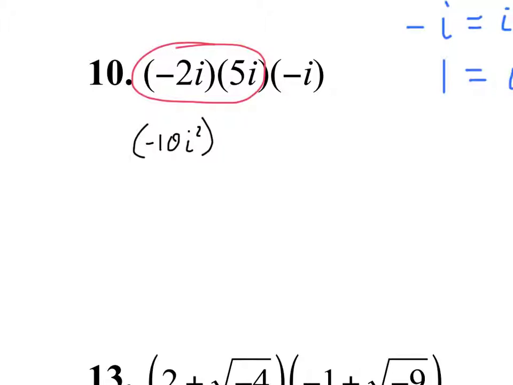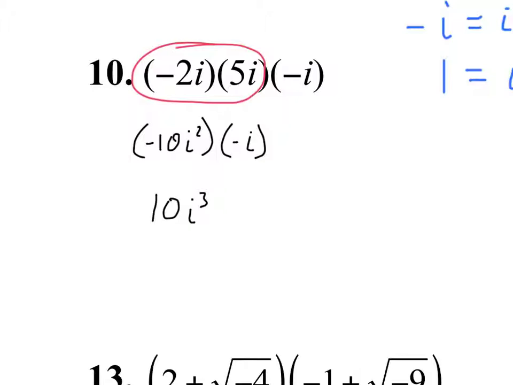Negative 10i squared. Let's hold off on the reducing it for right now, okay? All right, times negative i. So we have negative 10i squared times negative i. Now I want to multiply those together. Well, a negative times a negative is positive. And so we now have 10, what? i to the what? i cubed. i to the third power. i squared times i is i cubed.